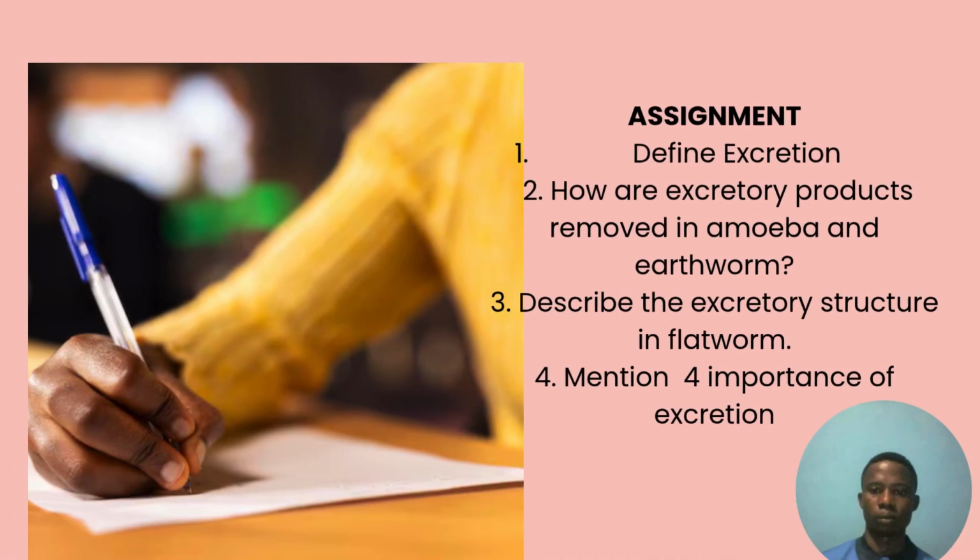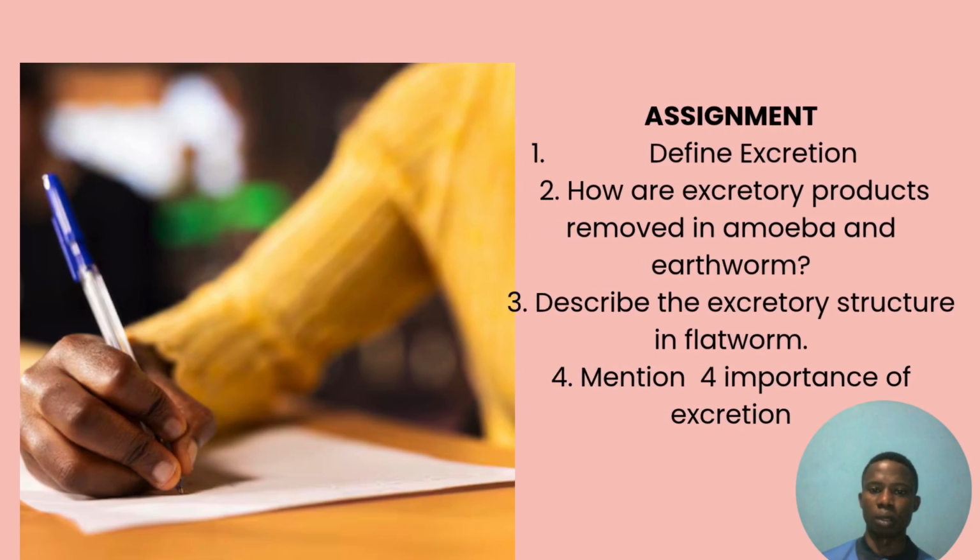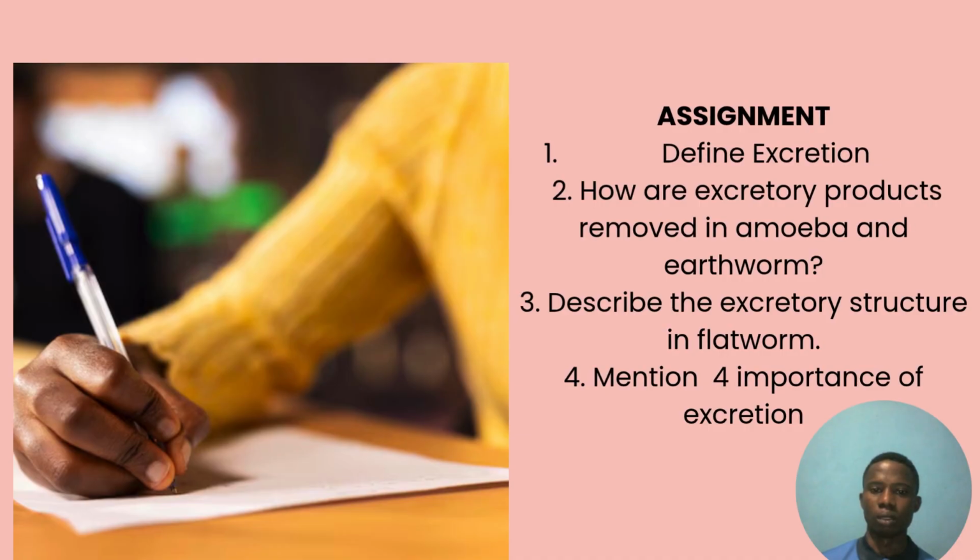I will be leaving you with some assignments which you shall ponder upon and prepare for the next class. 1. Define excretion. 2. How are excretory products removed in amoeba and earthworm? 3. Describe the excretory structure in earthworm. And 4. Mention four importance of excretion.